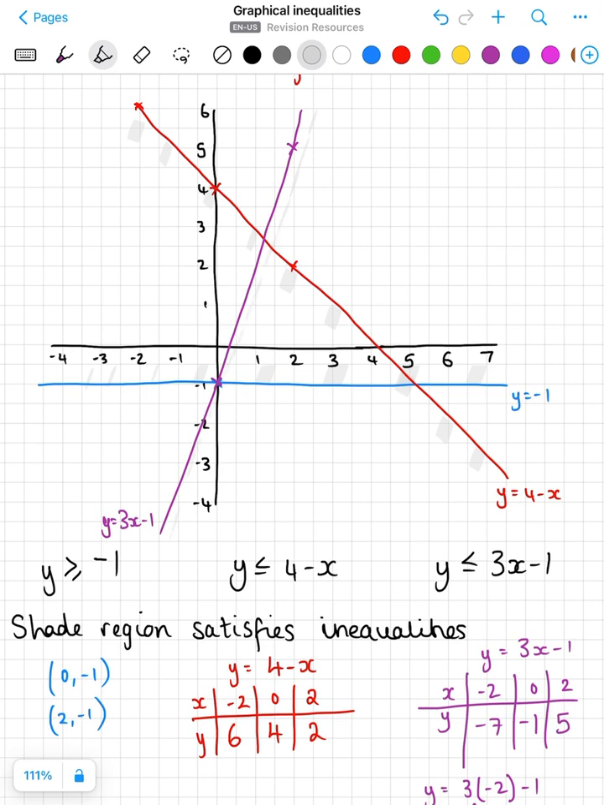Where's the region where all of those shading areas meet? That is this area here. We will shade this, and that is our final answer.